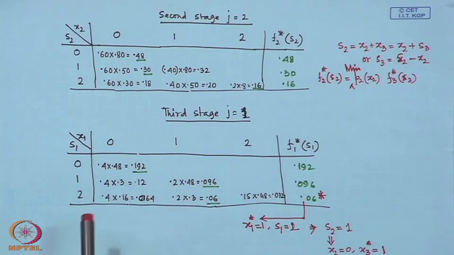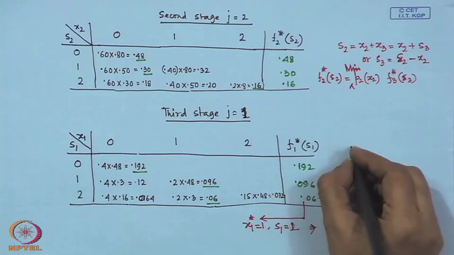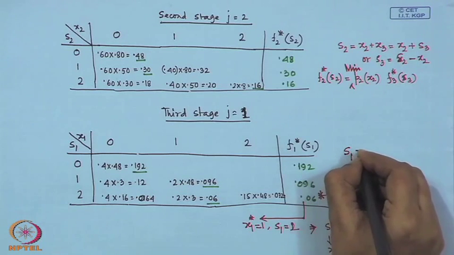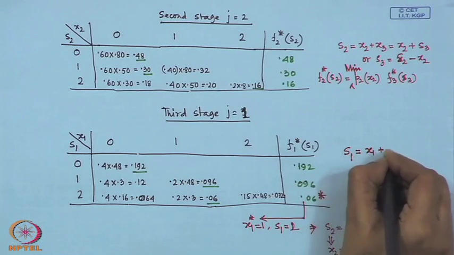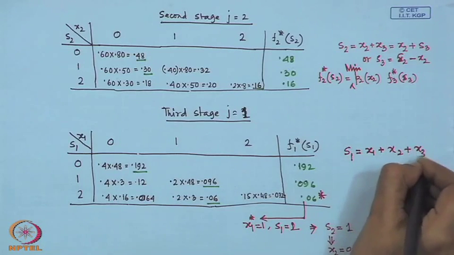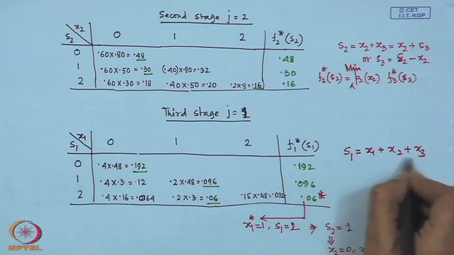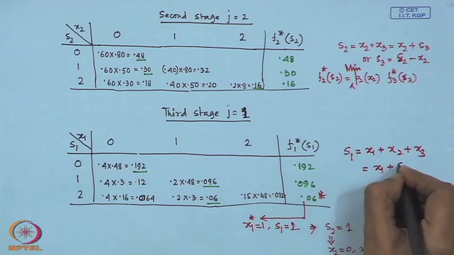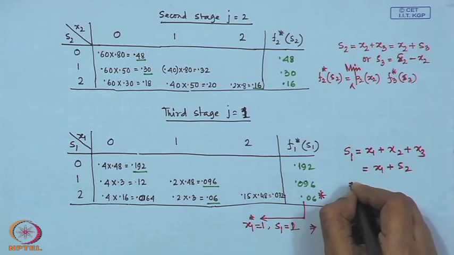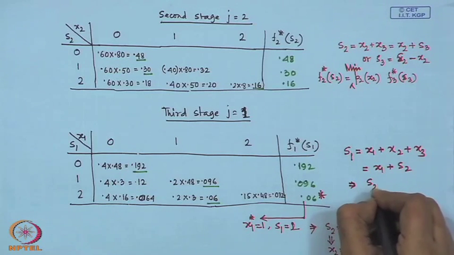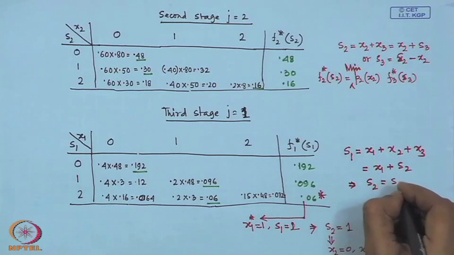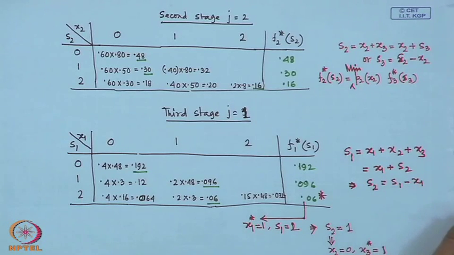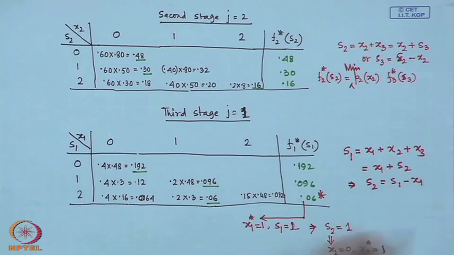Stage 1 means we are considering the teams A, B and C together, and here the stage transformation equation is S1 is equal to x1 plus x2 plus x3. Just now we have seen x2 plus x3 is equal to S2. That is why this is equal to x1 plus S2. In other way we can say that S2 is equal to S1 minus x1. This is the state transformation equation for us.